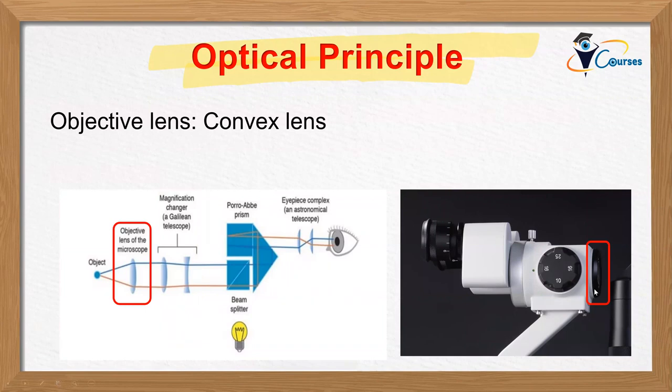And finally, the objective lens, which is the lens facing the object. It is a convex lens. Okay, it is simple, the optical principle of the slit lamp.